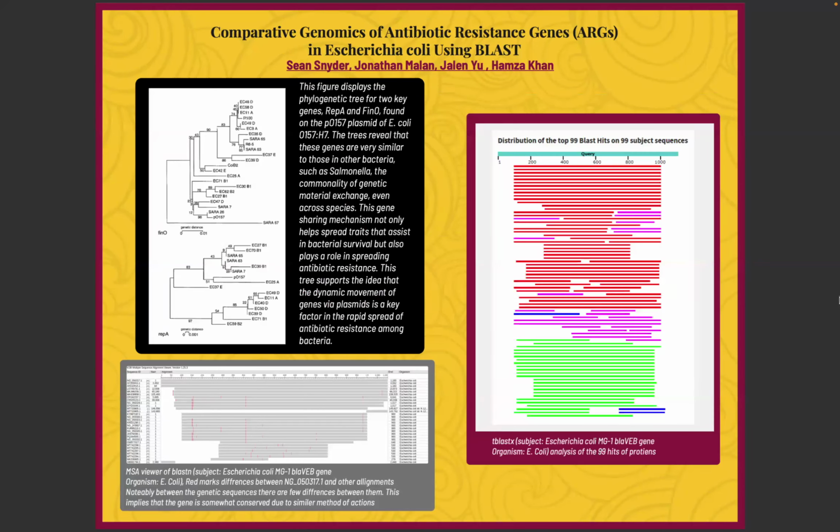And here, up in the top left, we can see a phylogenetic tree that shows RepA and FinO genes on the pO157 plasmid of E. coli O157H7. And it closely resembles those found in other bacteria like Salmonella, highlighting the cross-species genetic exchange. This gene-sharing mechanism aids bacteria's survival and significantly contributes to the spread of antibiotic resistance. These findings support the idea that plasmid-driven gene movement plays a critical role in the rapid dissemination of antibiotic resistance across these bacterial species.